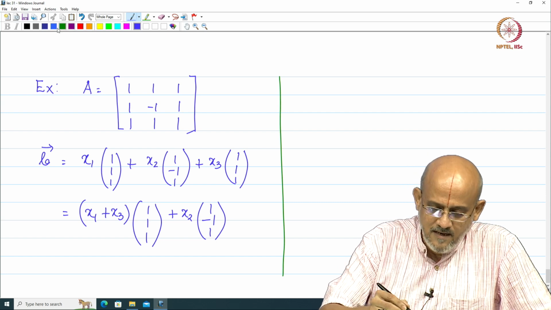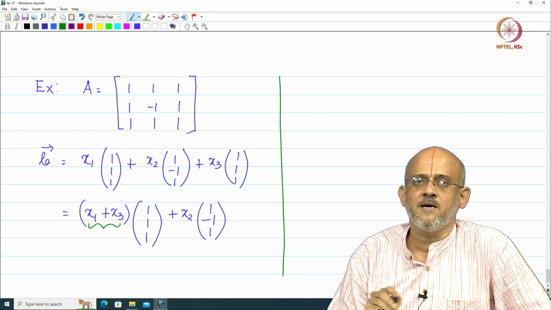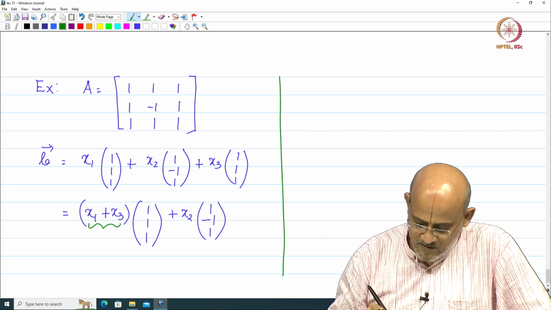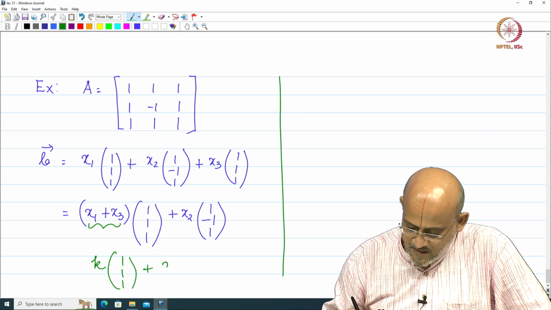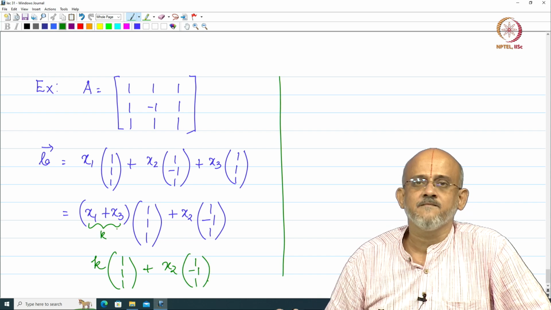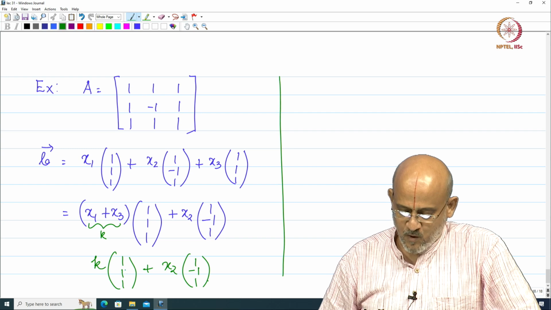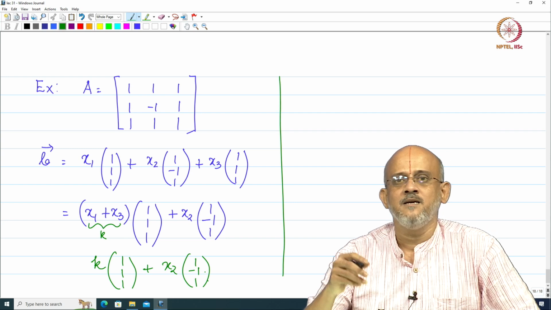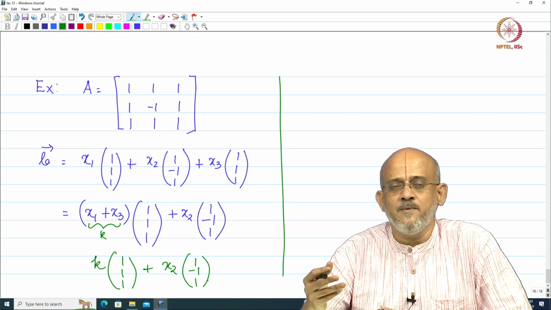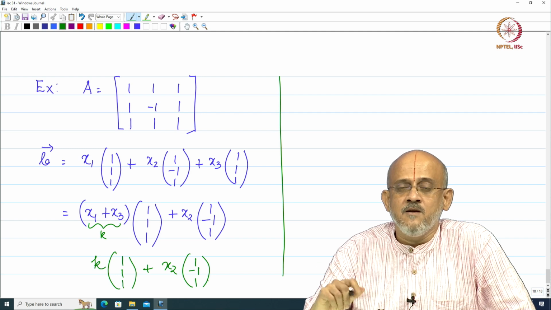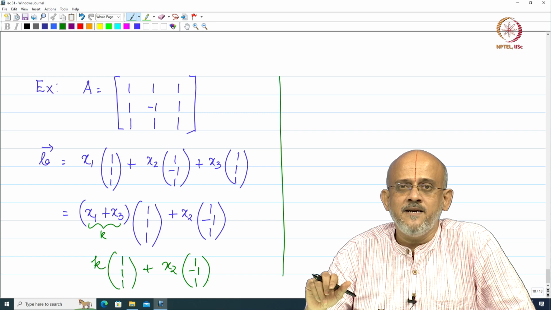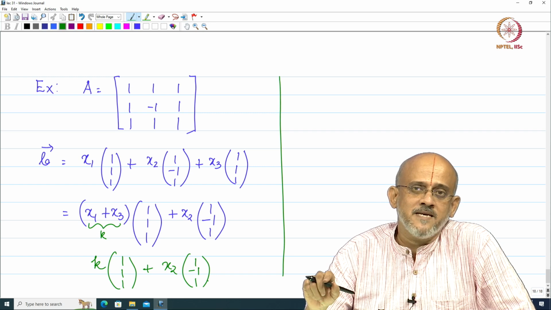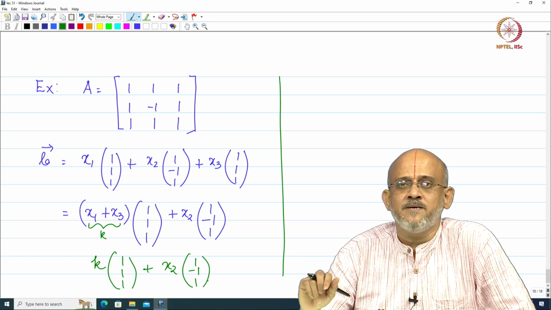Now, we see that this is basically the sum of two scalars, which results in another real number. So, let me call that k. So, k times (1, 1, 1) plus x2 times (1, -1, 1). Now, what is this? We see that (1, 1, 1) and (1, -1, 1) are two linearly independent vectors in R3. We know that if there are two linearly independent vectors in R3, then the vector space spanned by them is basically a two dimensional subspace of R3.